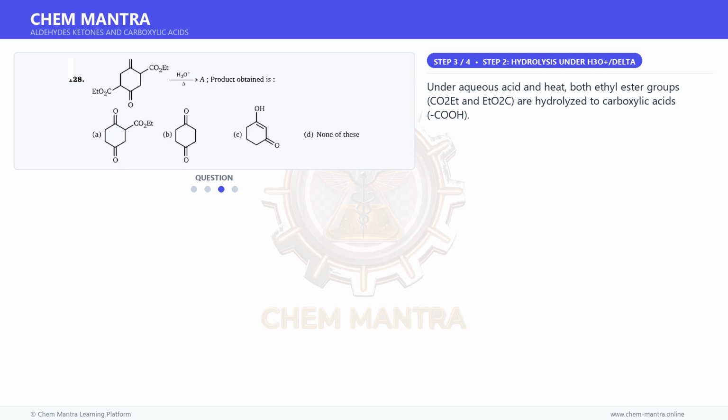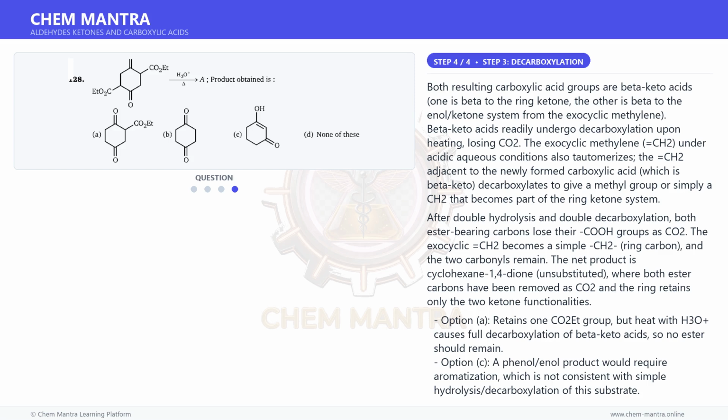Under aqueous acid and heat, both ethyl ester groups, CO2Et and EtO2C, are hydrolyzed to carboxylic acids, CO2H. And for the final step, both resulting carboxylic acid groups are beta-keto acids. One is beta to the ring ketone, the other is beta to the enol ketone system from the exocyclic methylene. Beta-keto acids readily undergo decarboxylation upon heating, losing CO2.